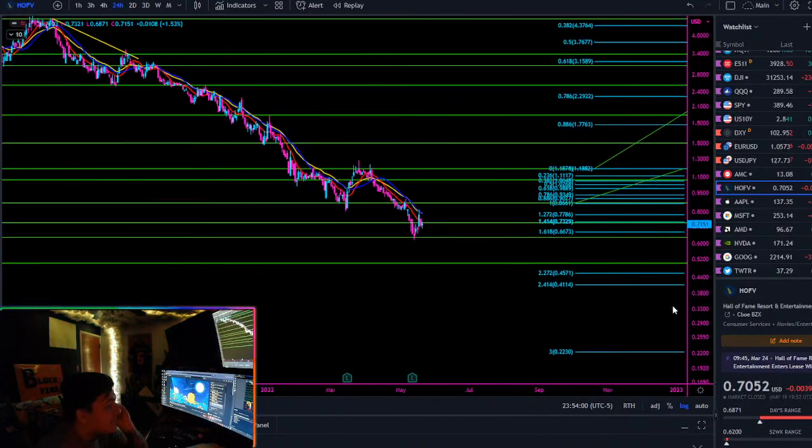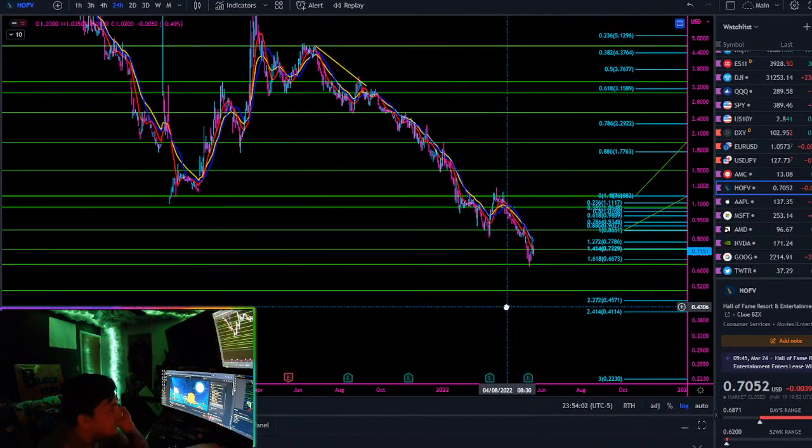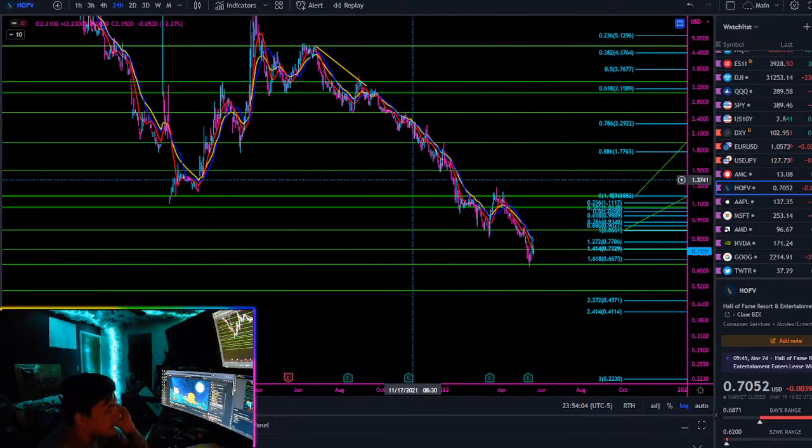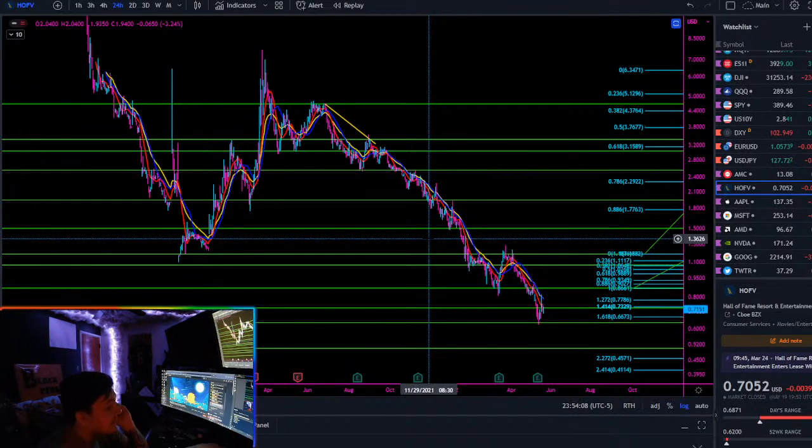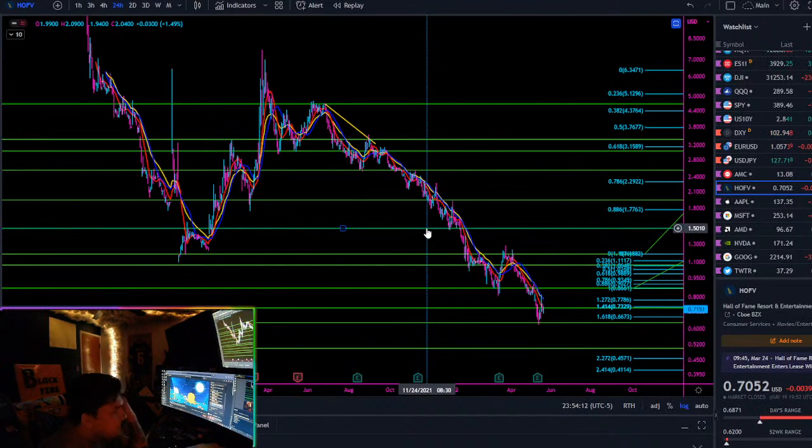Now, from an investment perspective, I do believe in the Hall of Fame Village. I do believe it's a great project. I do believe that people are panicking about it for no reason because it's not even built. They're not even generating revenue. You know, a water park that's not built. You can't go to a water park that's not built.